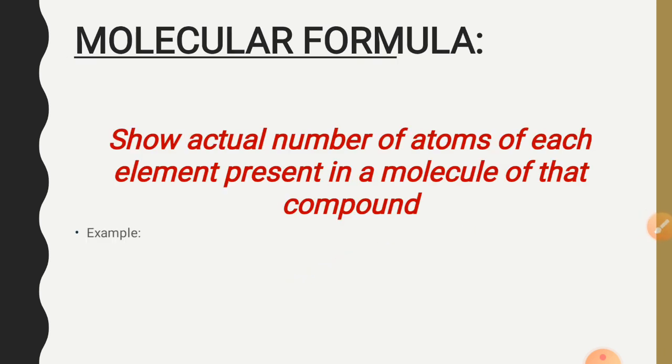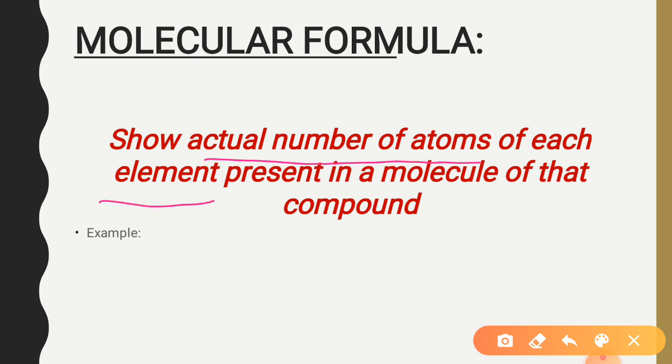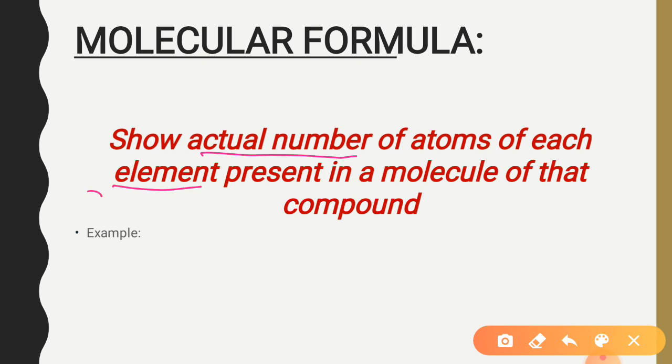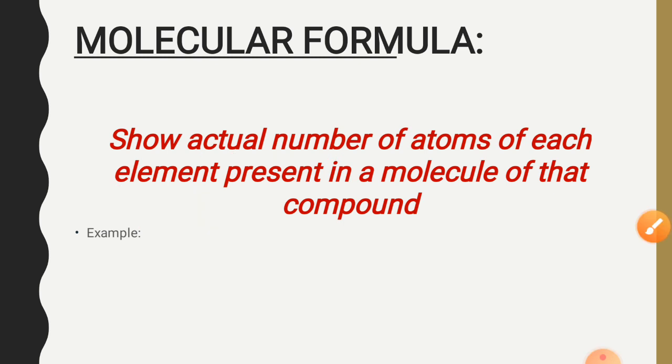Let's define molecular formula. Molecular formula shows the actual number of atoms of each element present in a molecule of that compound. I am repeating it for you. Molecular formula shows the actual number. In reality, how many atoms are present? Actual number of atoms of each element. Elements, as we studied in the previous slide, are carbon, hydrogen, oxygen, in a molecule of that compound.